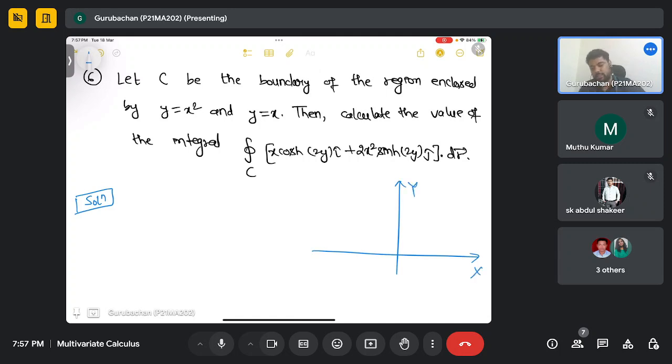So the region is like this, y equal to x square. So it is an x-based parabola. So this will be y equal to x square, and the line will be like this. Just assume that this is crossing the origin, y equal to x, and this is your region. And this will go from this direction to this direction, and this is 1 comma 1.